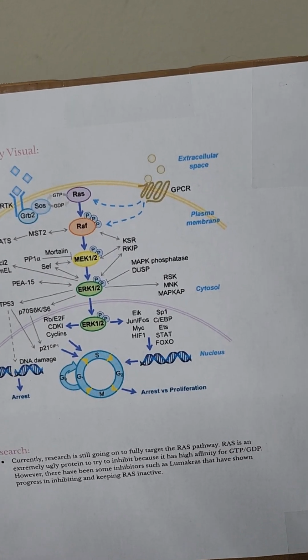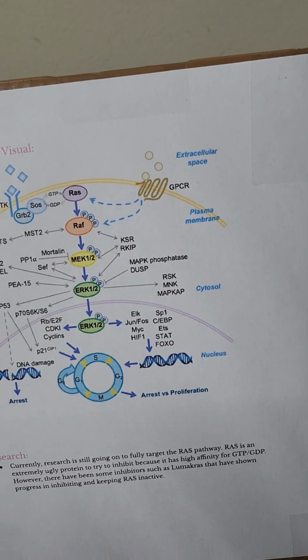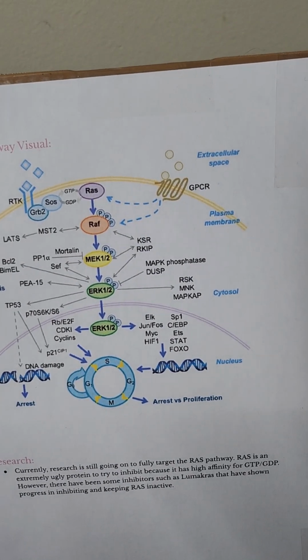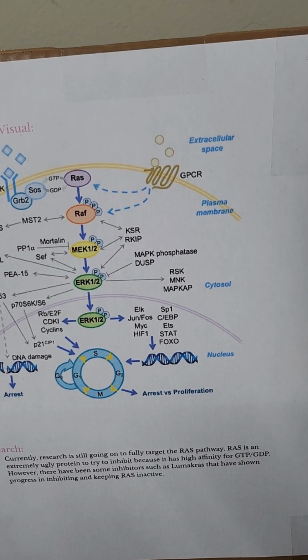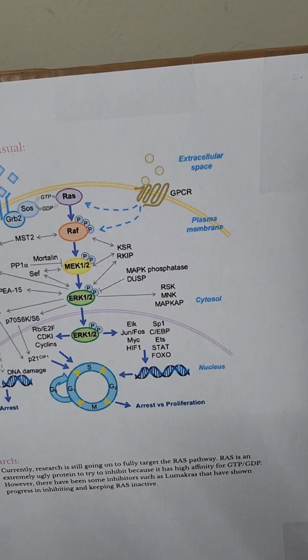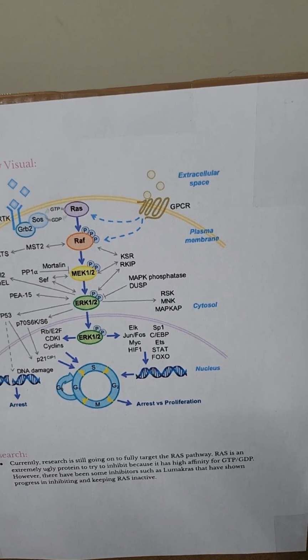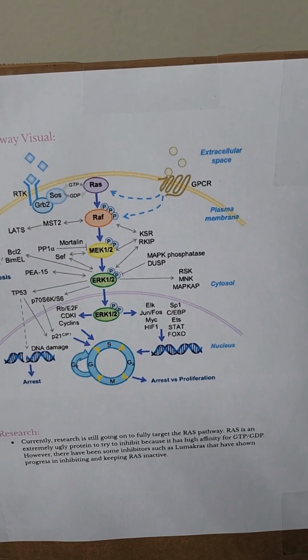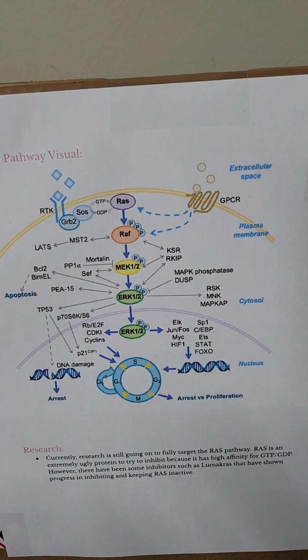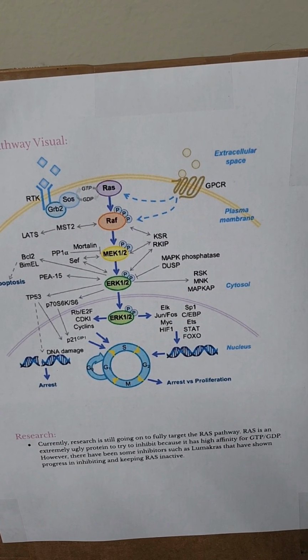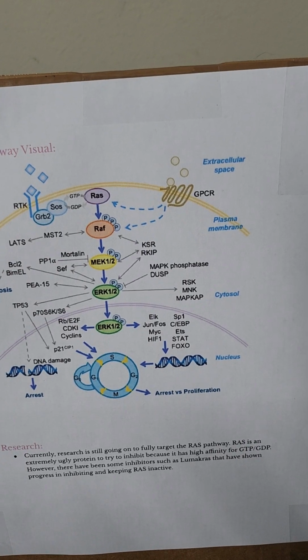Because of its cyclic cycle and its affinity to GTP and GDP, RAS is a really, really hard protein to target with drugs. So far there is not a good, stable medication that you can take for this disease. And then here are my sources for all of that.